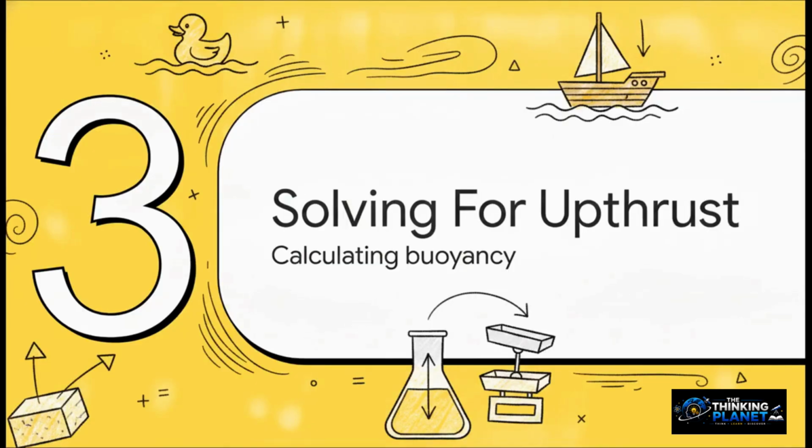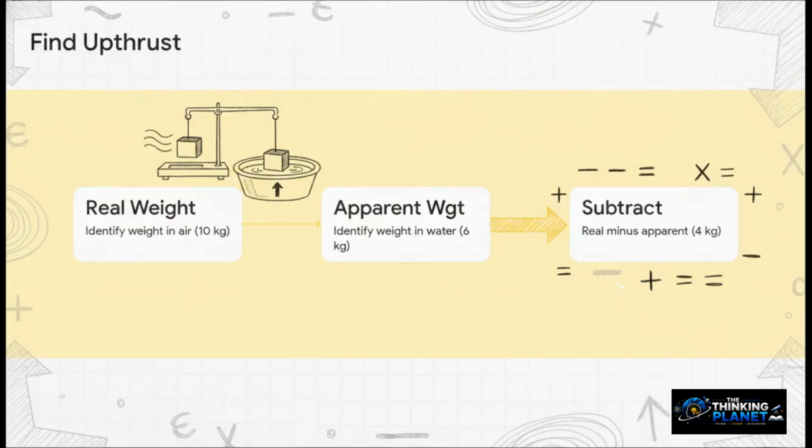Section 3, solving for upthrust. Let's actually do the math and calculate that exact upward force. This is where the math becomes incredibly elegant. We can find the exact magnitude of the water's upward push just by looking at the difference in our scale readings. First, we identify our real weight. That was 10 kilograms in the air. Next, we note our apparent weight, 6 kilograms in the water.